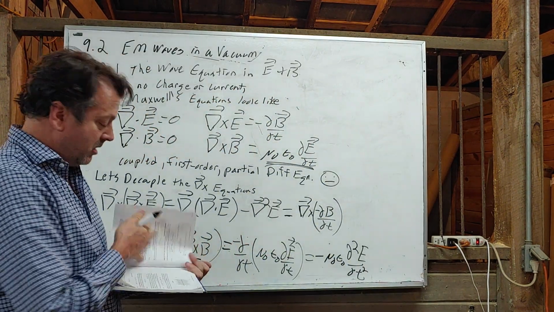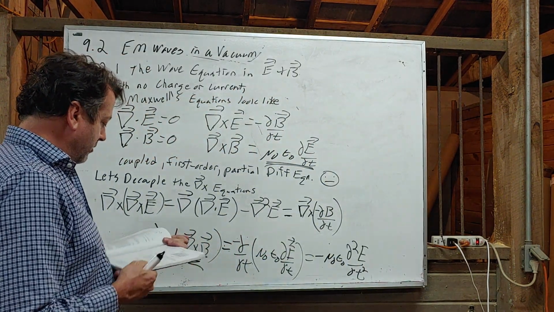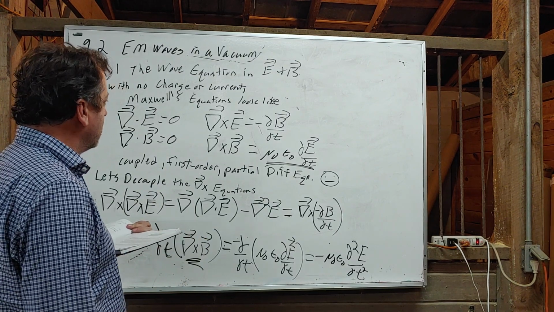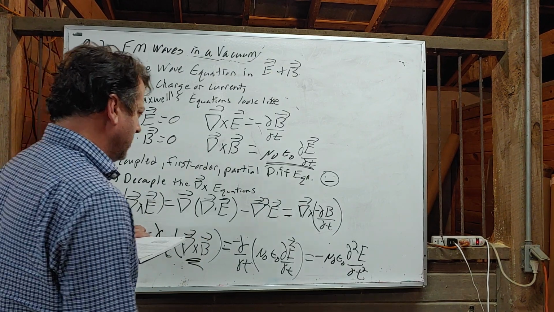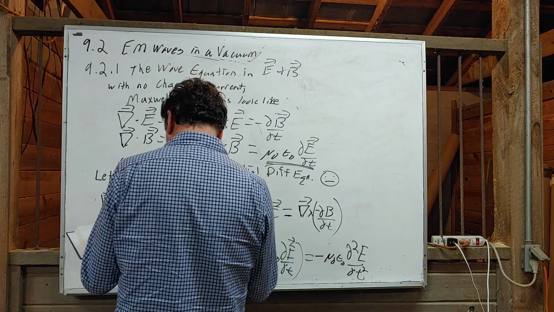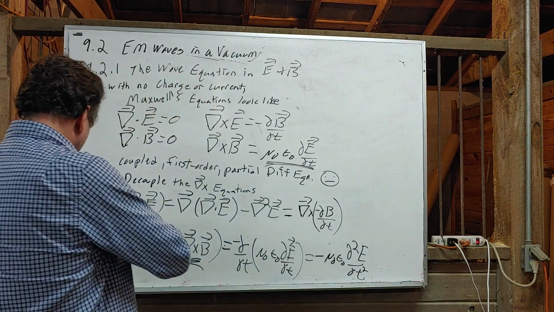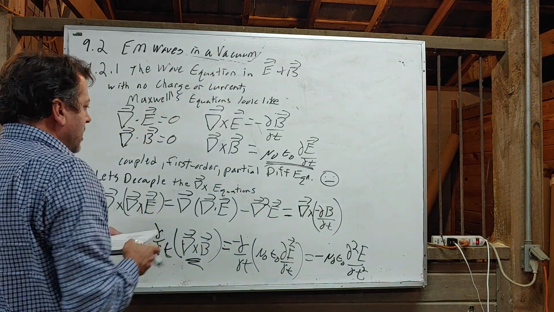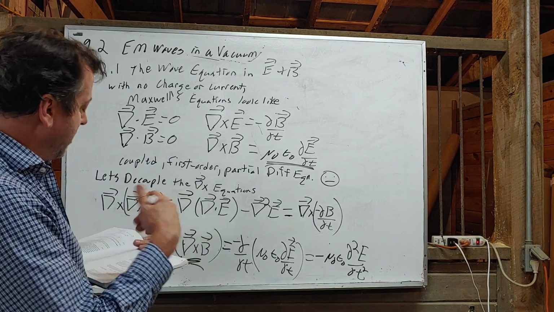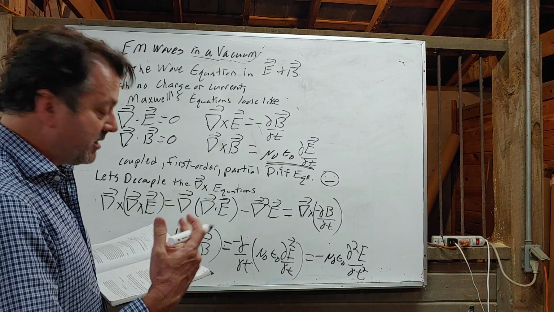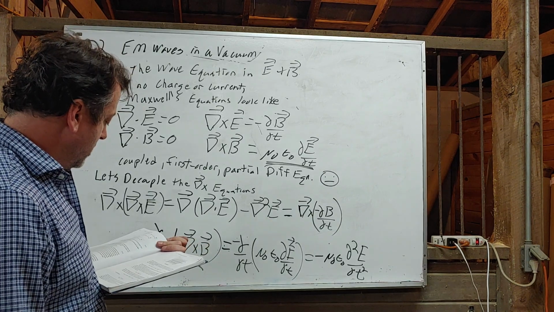So I got a second derivative, partial second derivative. Okay. So del cross B is this. And they do the same thing to the other one. They get something very similar.